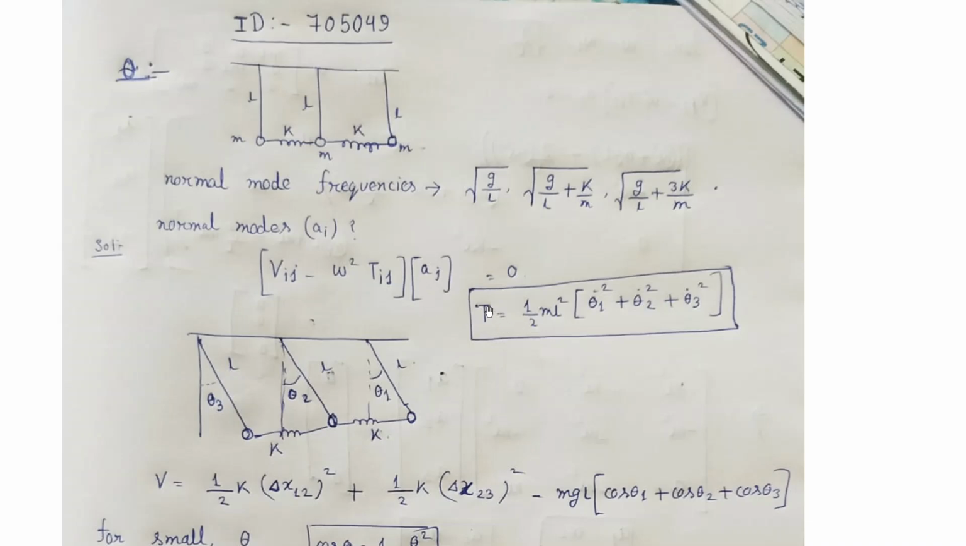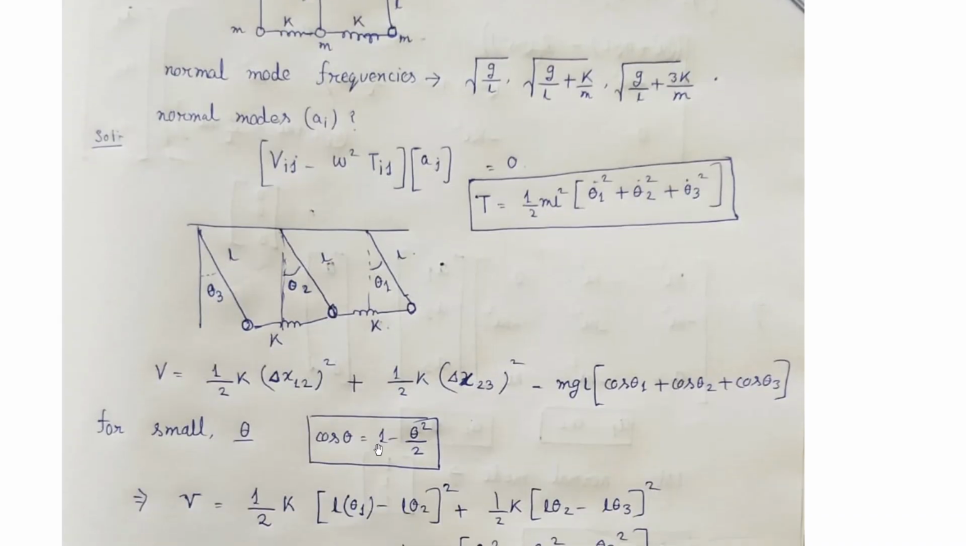So okay, this is the kinetic energy first. Kinetic energy is m l squared times theta 1 dot squared plus theta 2 dot squared plus theta 3 dot squared, where you have these kinds of displacements. The angular displacement of the first mass is theta 1, the second mass is theta 2, and the third mass is theta 3. So in this problem you can only have angular displacements because the lengths of the strings are constant. So okay, this is the kinetic energy, and it is actually straightforward.